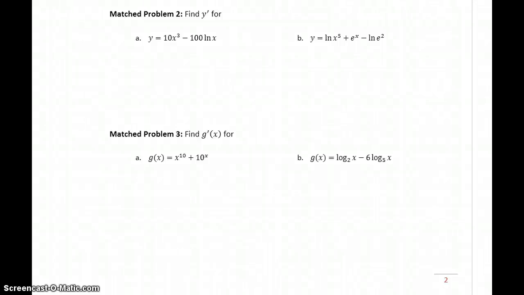Match problem 2 gives us two more examples to take a look at here. Again, applying these properties of differentiation with exponentials and log functions.